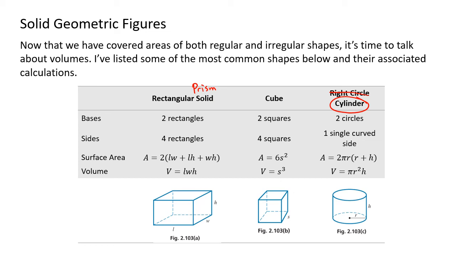The formula for surface area for this is 2 pi r, r being the radius of the circle, multiplied by the radius plus the height. So that's just a formula for you to remember. The volume is simply the area of the base, so pi r squared, multiplied by the height, h. So that's the easiest way to consider volume for a cylinder.